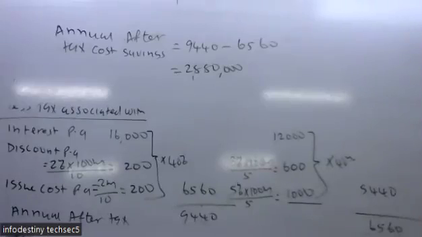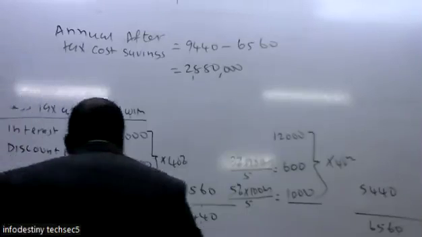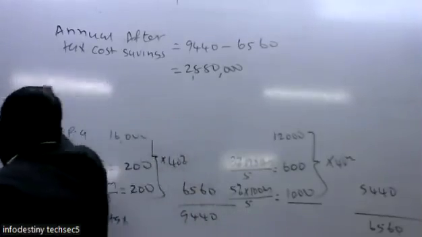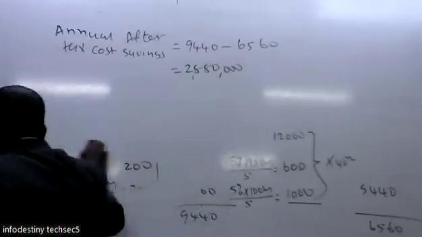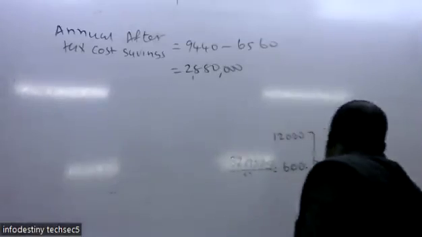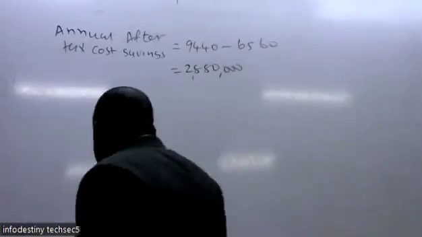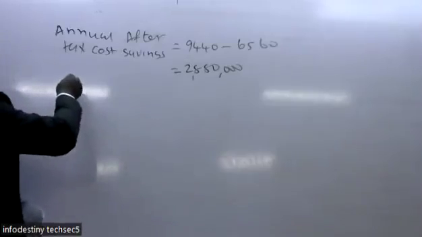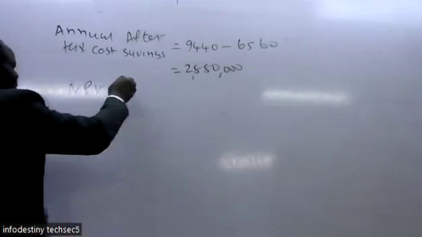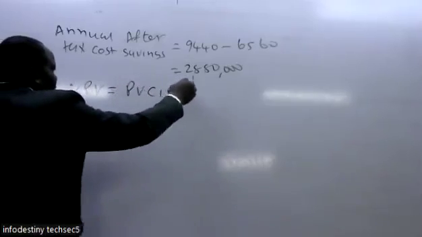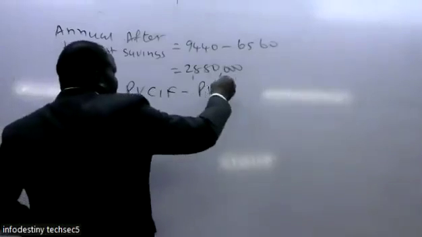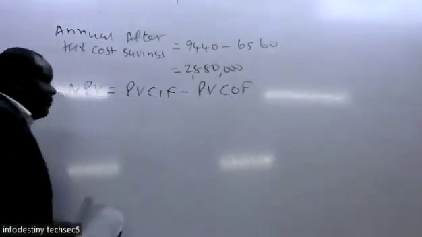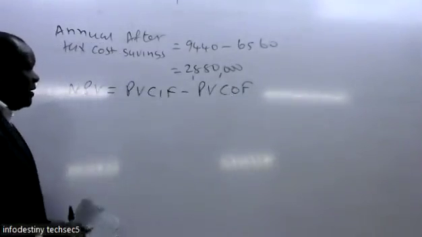So finally, there is also the Roman letter 3, the net present value. We now need to compute the net present value. So NPV is supposed to be given by present value for the cash inflows minus the present value for the cash outflows.